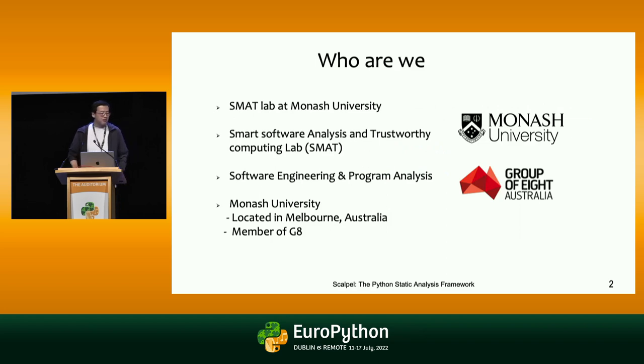First of all, something about our team. I'm a final year PhD student at Monash University. I'm a member of the SMAT lab in the Department of Software Systems and Cybersecurity. In our lab, SMAT stands for Smart Software Analysis and Trustworthy Computing. We do research on software engineering and program analysis. In particular, my own research interest is static program analysis for Python code.